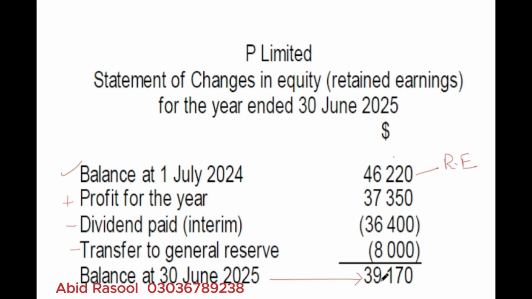39,170. This was part C of this question, where we have to show the statement of changes in equity extract, only the retained earnings column. Okay, you can see once again you will start with the given balance of retained earnings, then profit for the year will be added, and dividend paid and transfer to general reserve will be subtracted, and we will get the closing balance of retained earnings for the year.